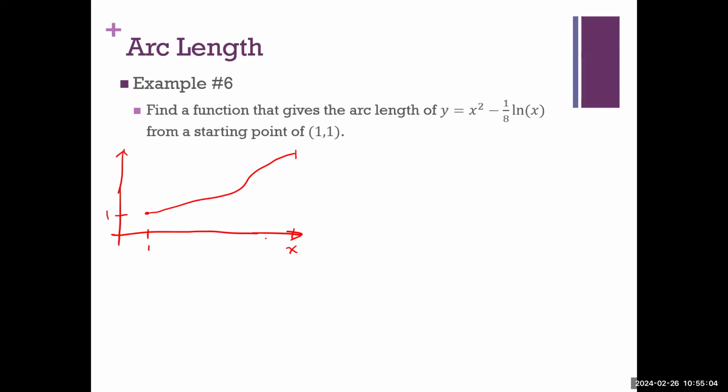We just have to get the bounds in terms of x. So we can write out the skeleton of this thing. The length, in fact I'll call it length as a function of x, is an integral from where to where? It's an integral from 1 to mystery variable x of what? There's a y prime, so 2x minus 1 over 8x. Square root of 1 plus that.